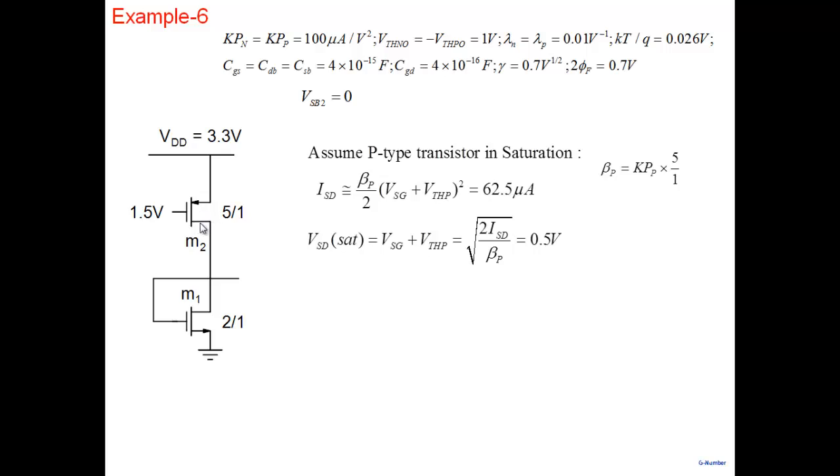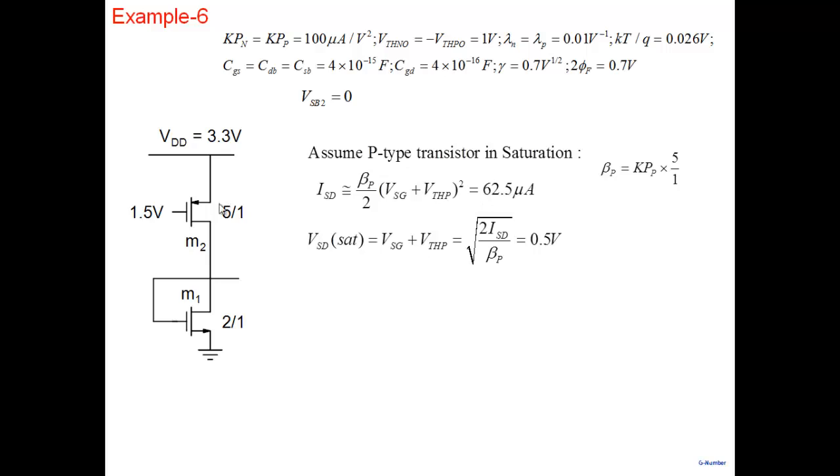then the expression for current for a PMOS, now note that in a PMOS current flows from source to drain, so I have ISD equals beta P/2 times VSG, we talk in terms of source to gate instead of gate to source, plus VTHP, which is negative. VTHP is negative here. If we assume it to be in saturation region, we get 62.5 microamperes.